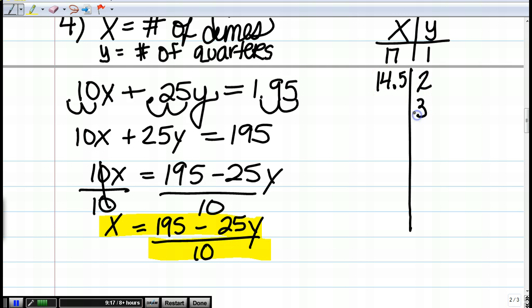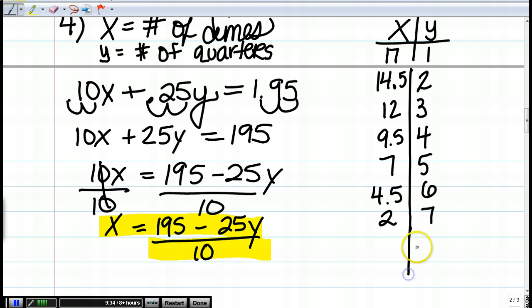When I plug in 3, I get 12. When I plug in 4 for y, I get 9.5. When I plug in 5, I get 7. When I plug in 6, I get 4.5. When I plug in 7, I get 2. And when I plug in 8, I will get a negative answer. So what does this mean?